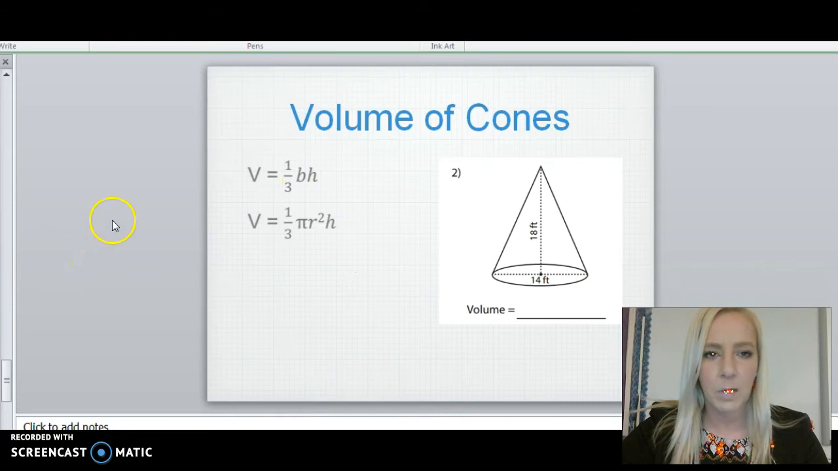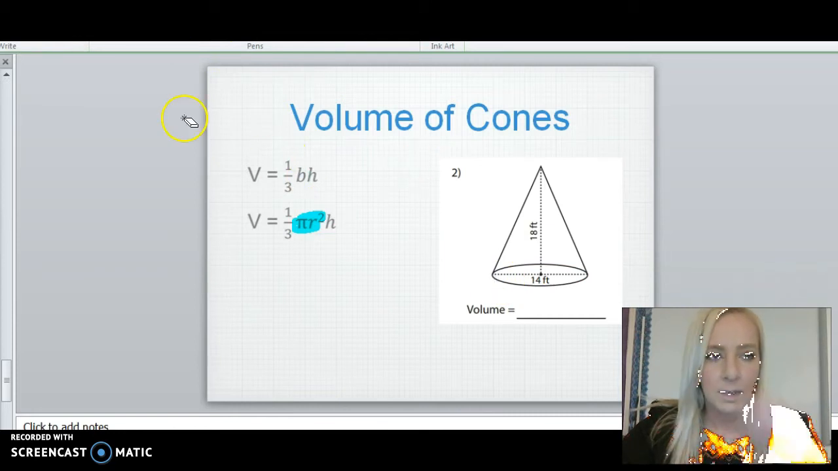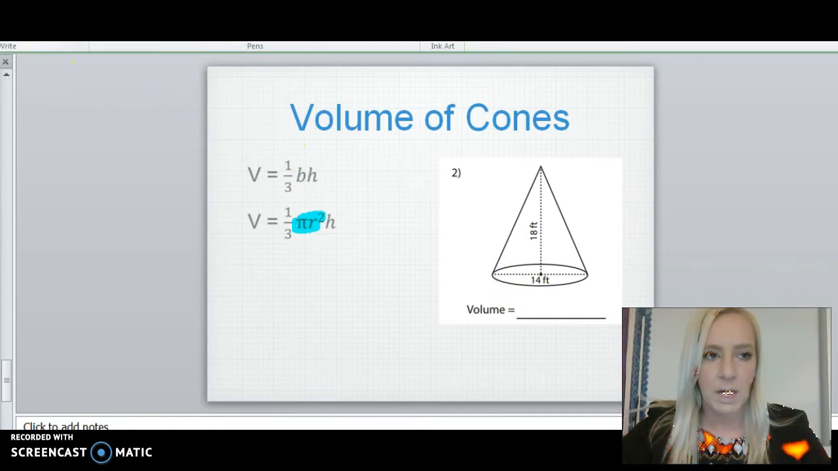Okay, let's look at another example. Again, the formula for volume of a cone is volume equals 1/3 times pi r squared. Pi r squared represents the area of a circle, times the height. So one thing I want to point out in this example is that instead of given a radius, we're given a diameter. So diameter is the distance across a circle through the center. The radius is half of the diameter.